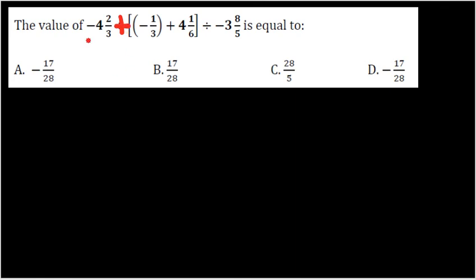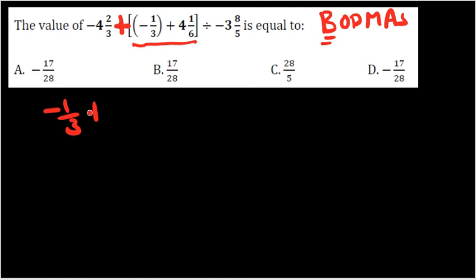Let's correct it. So it is -4 full 2/3 plus, in a big bracket, -1/3 plus 4 full 1/6, divided by -3 full 8/5. So the first step, we need to complete the bracket. We need to remove the bracket according to the BODMAS rule. The first one is bracket, so let's do that one. -1/3 plus the mixed fraction has to be changed into an improper fraction.